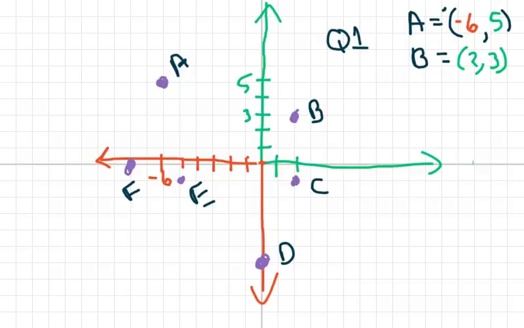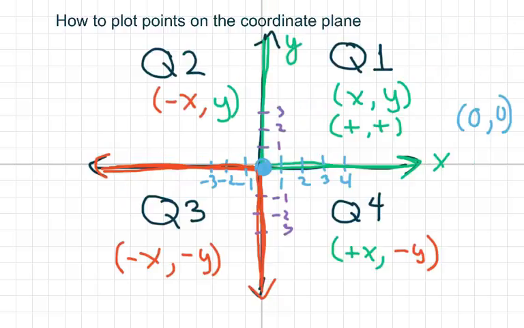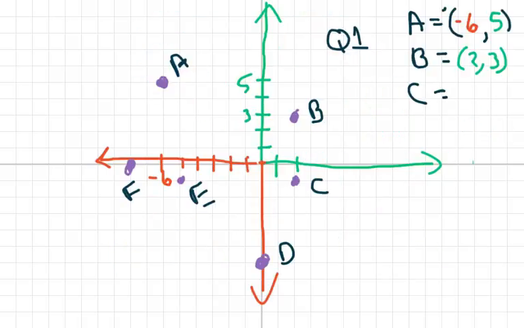Now for C, we're in quadrant 4. As you recall, quadrant 4, my x is positive and my y is negative. So I'm going to plot my x, and that goes 1, 2. So we go over 2, and we're going down 1. So that's negative 1. Okay?